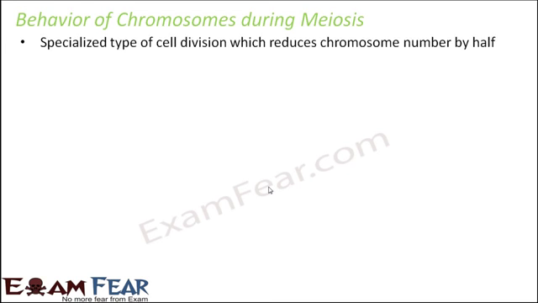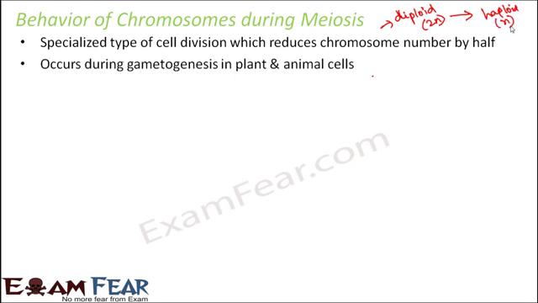So meiosis is a specialized type of cell division which reduces the chromosome number by half, and that is why it is also known as the reductional division. When I say the chromosome number is reduced by half, what I mean is if you start with a diploid cell, you end up getting haploid cells. So that is how your chromosome number gets reduced. Diploid cells have two sets of chromosomes, and from that you end up getting haploid cells with one set of chromosomes. This occurs during gametogenesis in plant and animal cells.